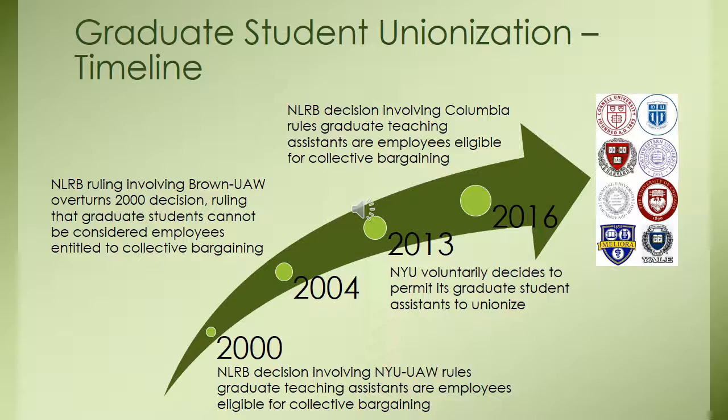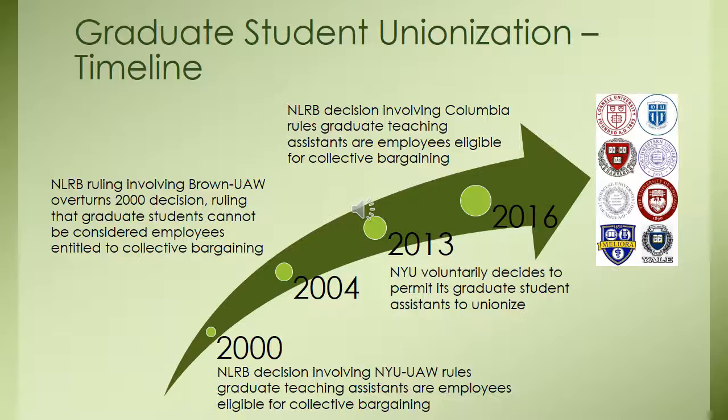The NLRB, now controlled by Republican appointees, struck down the landmark 2000 decision, ruling that Brown University teaching and research assistants are not employees and therefore not covered under federal labor laws. The board cited that graduate students are primarily students and that their relationship with universities was educational, not economic. They further indicated that stipends received are considered financial aid, not payment for work.